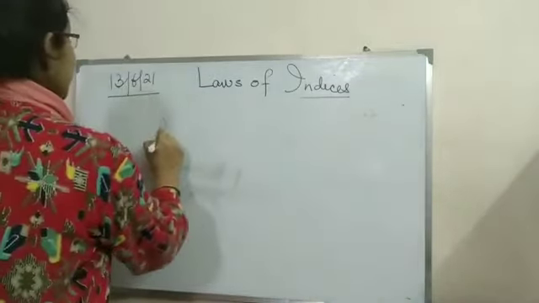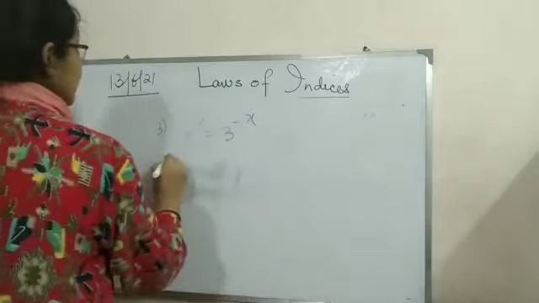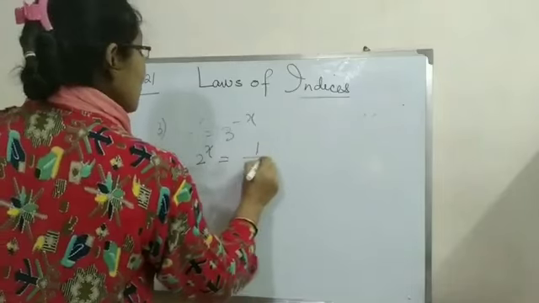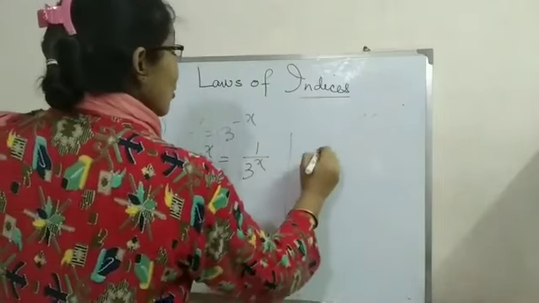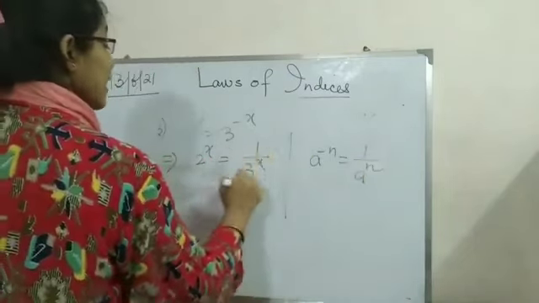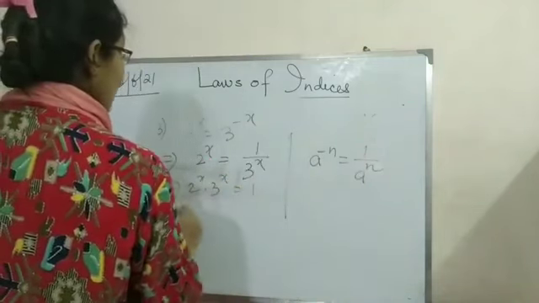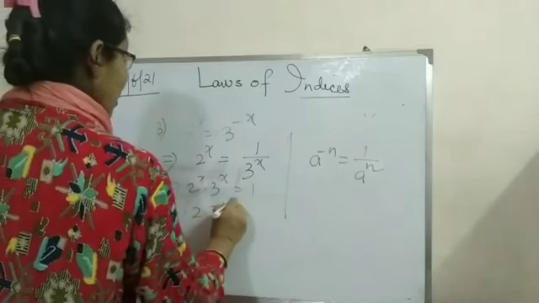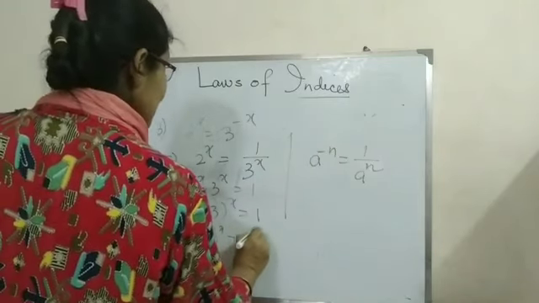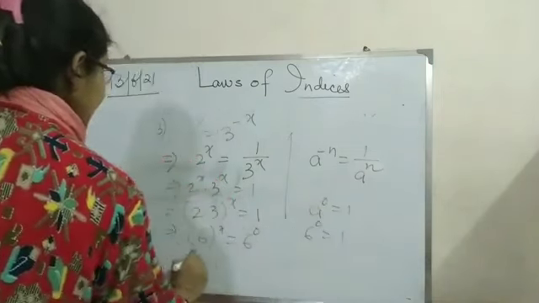Next sum is number 3. 2 to the power x equal to 3 to the power minus x. 2 to the power x equal to 1 by 3 to the power x, because a to the power minus n equal to 1 by a to the power n. From here I can write it. So 2 to the power x into 3 to the power x equal to 1. That is 2 into 3 whole to the power x equal to 1. That is 6 to the power x equal to 6 to the power 0. I know a to the power 0 equal to 1, that is 6 to the power 0 equal to 1. Then I can write x equal to 0.